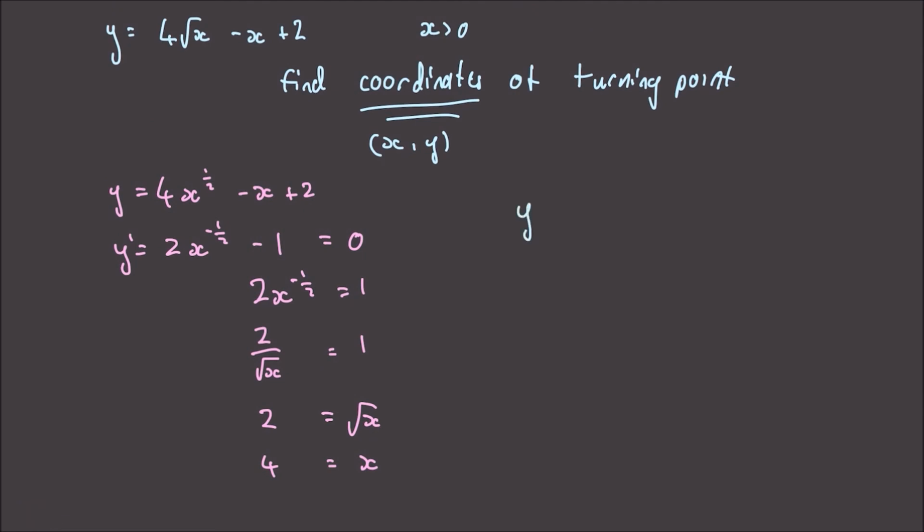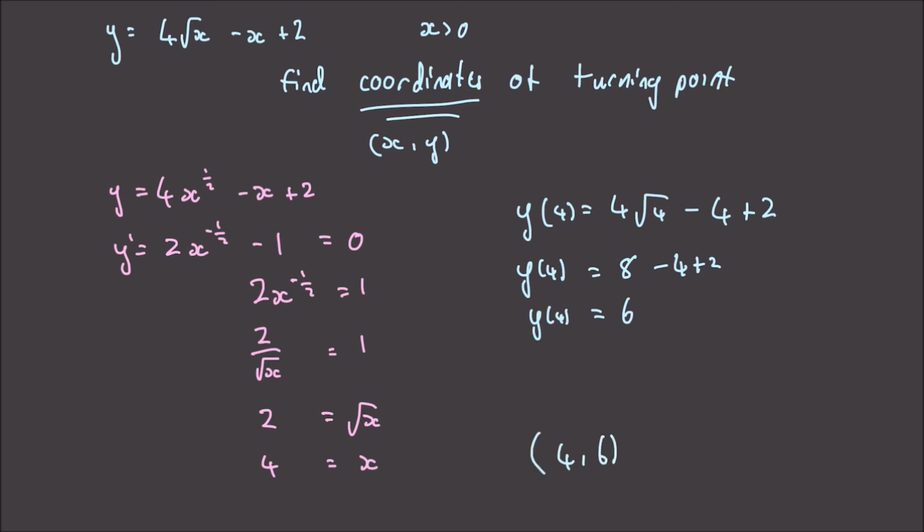So we know that the turning point is when x equals 4, so we just have to plug it back into the original function to get the y value. y when x equals 4 is 8, minus 4, plus 2, so y is equal to 6. So, reading the question again to make sure, the coordinates of our turning point are 4, 6.